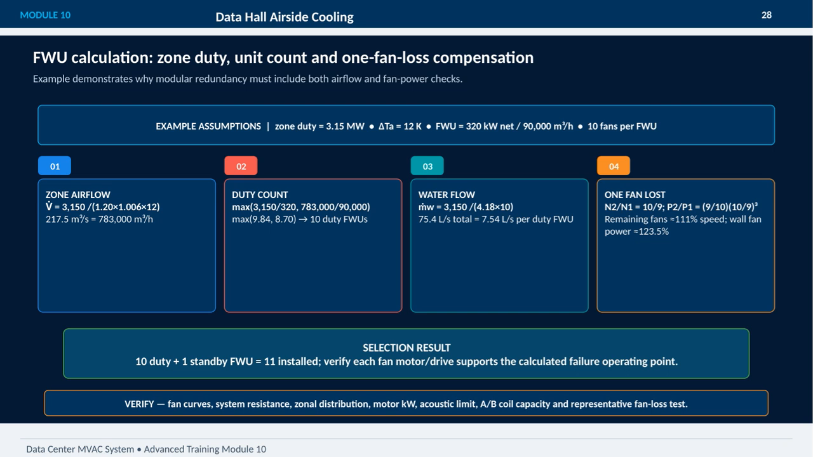As a result, we select 10 duty units plus 1 standby, totaling 11 FWUs installed, ensuring that the system can compensate for a fan failure without losing performance. Finally, it's essential to verify fan curves, system resistance, zone air distribution, motor kilowatt ratings, acoustic limits, coil capacities, and conduct representative fan loss tests to confirm system robustness.